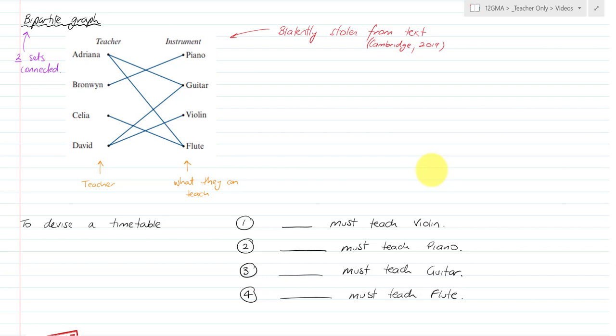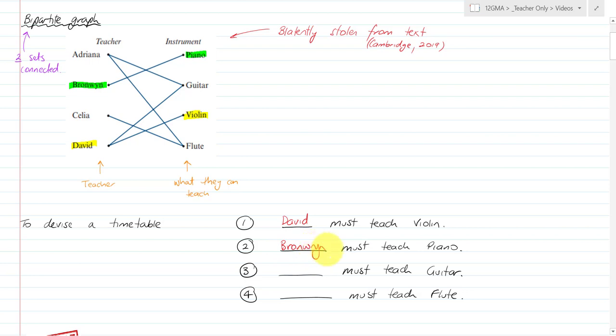If I'm following this path, there's a couple of ways I can start, but I've set up the 1, 2, 3, 4 here, and the 2 obvious ways to start are either who can teach the piano or who can teach the violin. So we started with the violin, and the violin must be David. He's the only person who can teach violin, so we pop David down in here, and he's now gone. For the piano, that must be Bronwyn. So we can see that she's the only one that can teach piano.